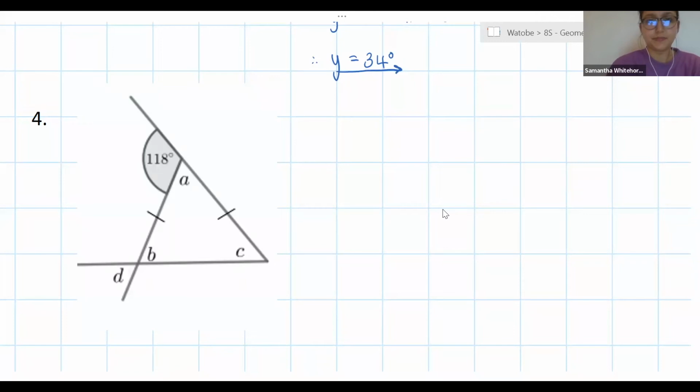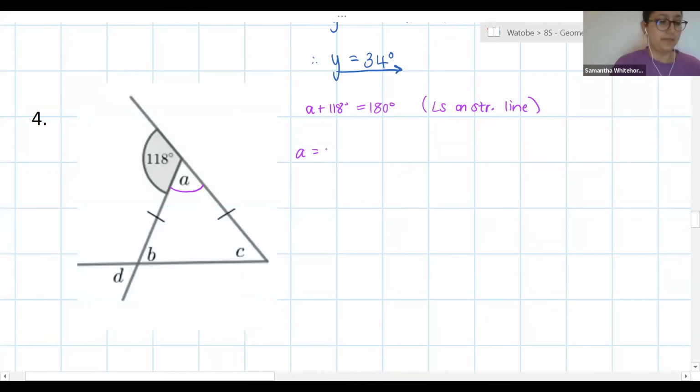I said A plus 118 equals 180 degrees because of angles on a straight line. And then I said A equals 180 minus 118 equals 56 degrees. No, 62, sorry. Good. So A, sure, my maths is shocking today. It's a good thing to do as a math teacher, right? Right, exactly. A is 62 degrees. Well done. A equals 62. Perfect. Thank you, Emmanuel.